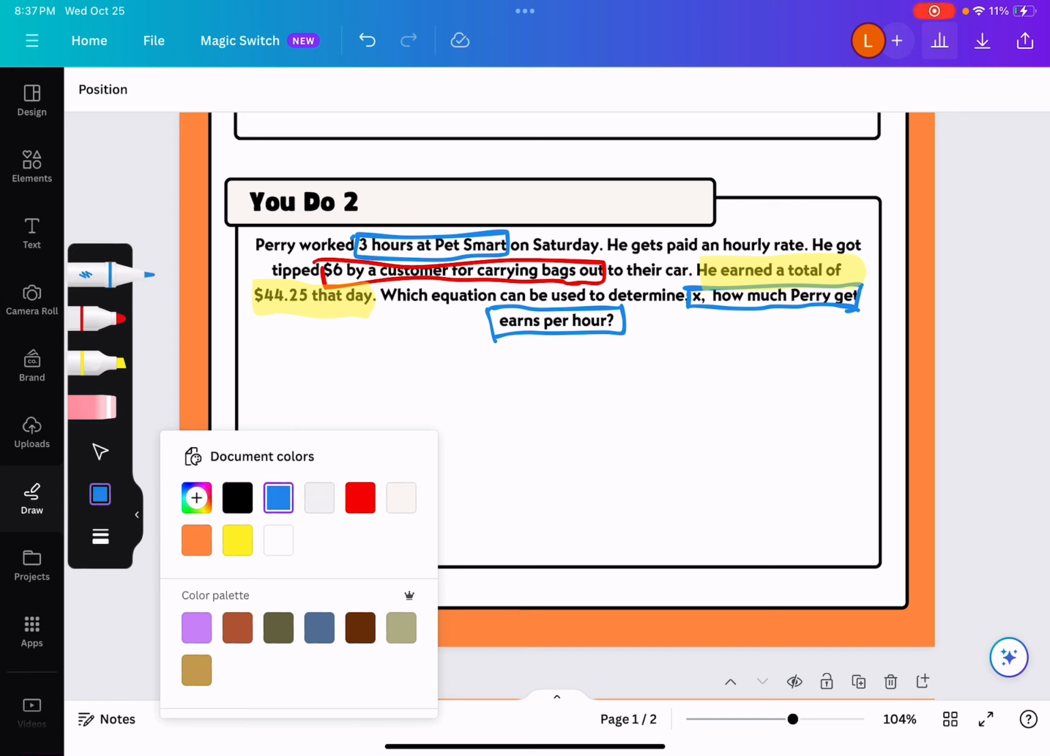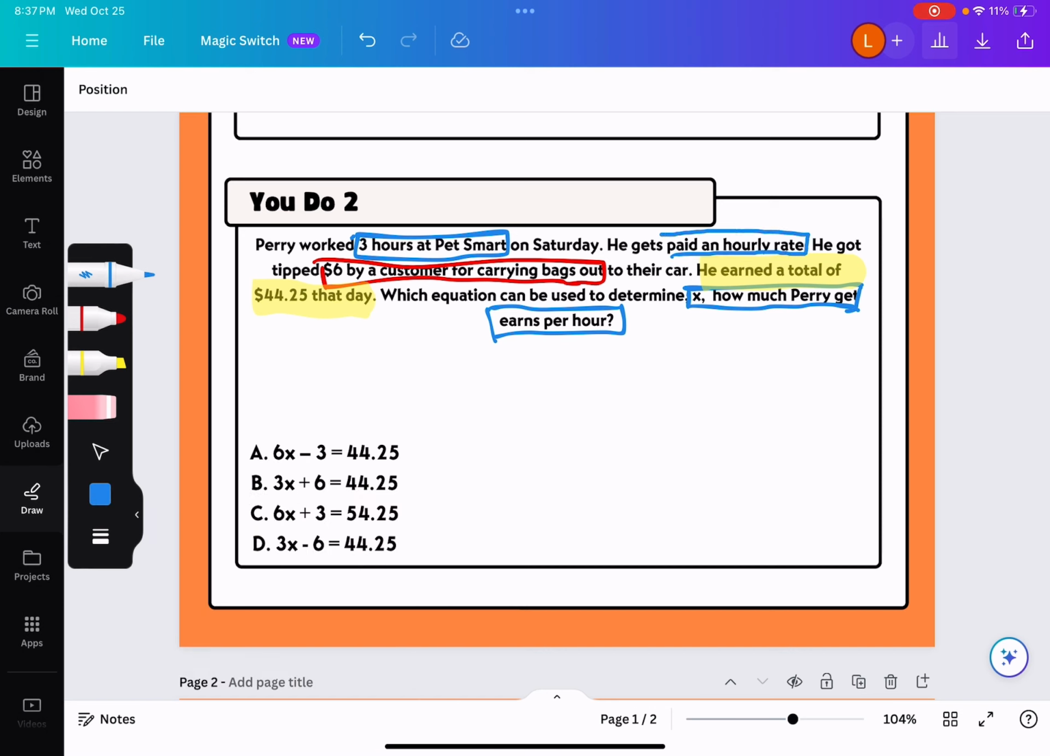Also, we know that he gets paid an hourly rate. Okay, so hourly, does that mean it happens once or it happens over and over? If he's getting paid an hourly rate, okay. So that means it happens over and over, right? So this, along with how much Perry earns per hour, per is your keyword. Hourly can also be a keyword to know that that's going to be your variable, okay? Because it's going to happen over and over. Okay. So how much Perry earns per hour, okay? So how many hours did he work? 3.